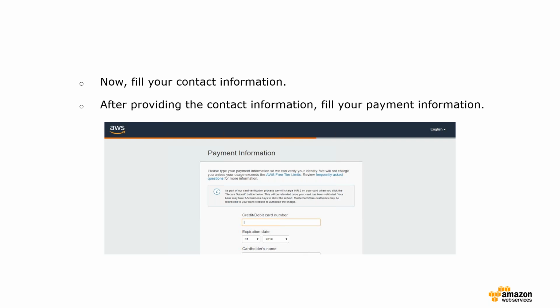Both of you are from India, right? Yes. Okay, 2 rupees will be charged. I'm not in India, I'm in the US. But anyway, you know the 2 rupees, right? It's a very low price, very low cost.